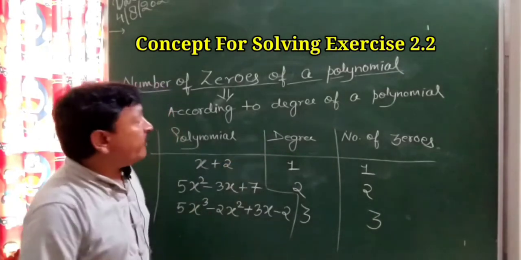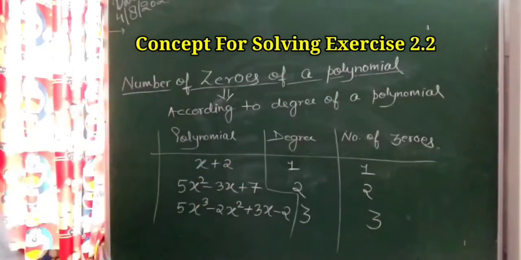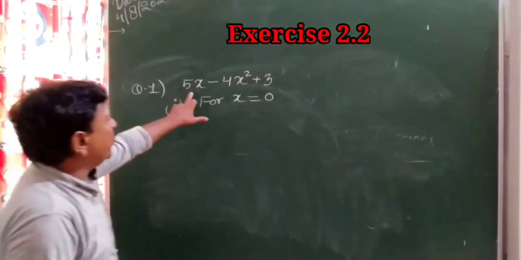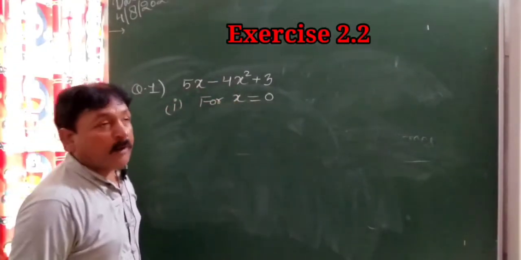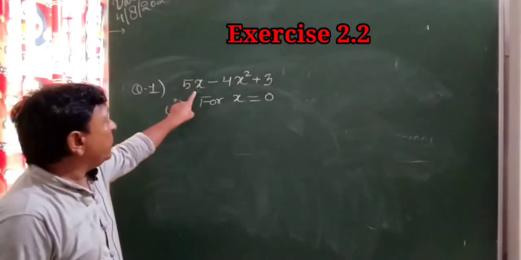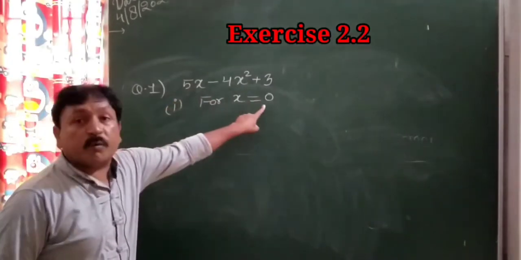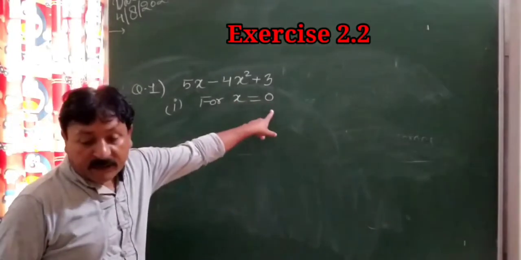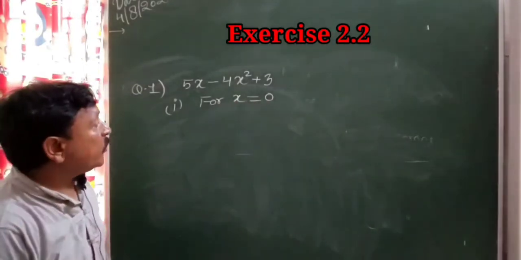Now we will solve exercise 2.2. Now see exercise 2.2, question number 1. In this question what we have to do? Find the value of the polynomial. One polynomial is given here, and we have to find its value. We have 3 parts. In the first part we have to find its value when x is equal to 0. In the second part when x is equal to minus 1, and in the third part when x is equal to 2.